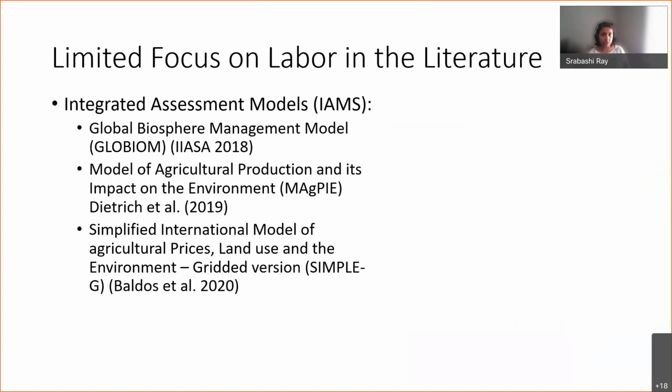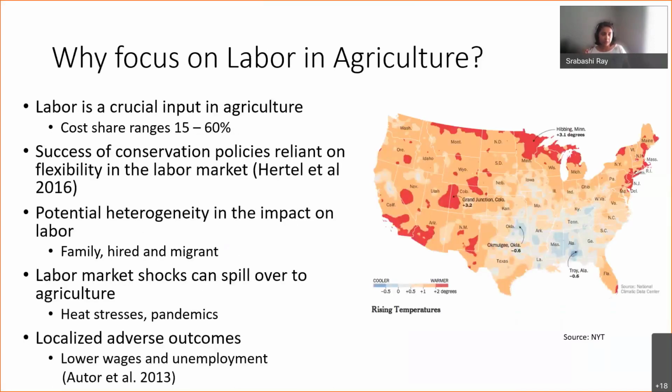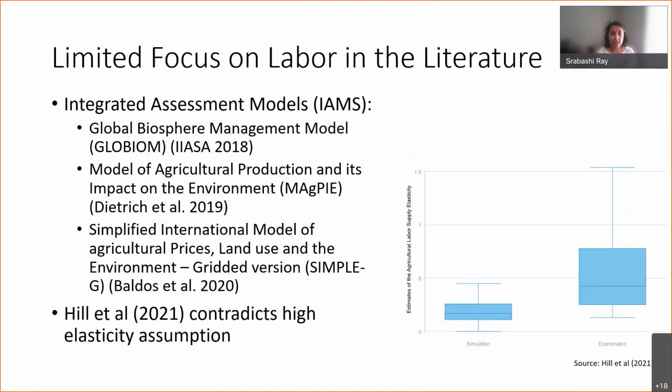So in response to a shock like this, which could be impacting different pockets, these models assume that agricultural labor can move coast to coast. And intuitively, that is an unrealistic assumption. In addition to anecdotal evidence, a recent review by Hill et al. contradicts the high elasticity assumption embedded in some of these models.